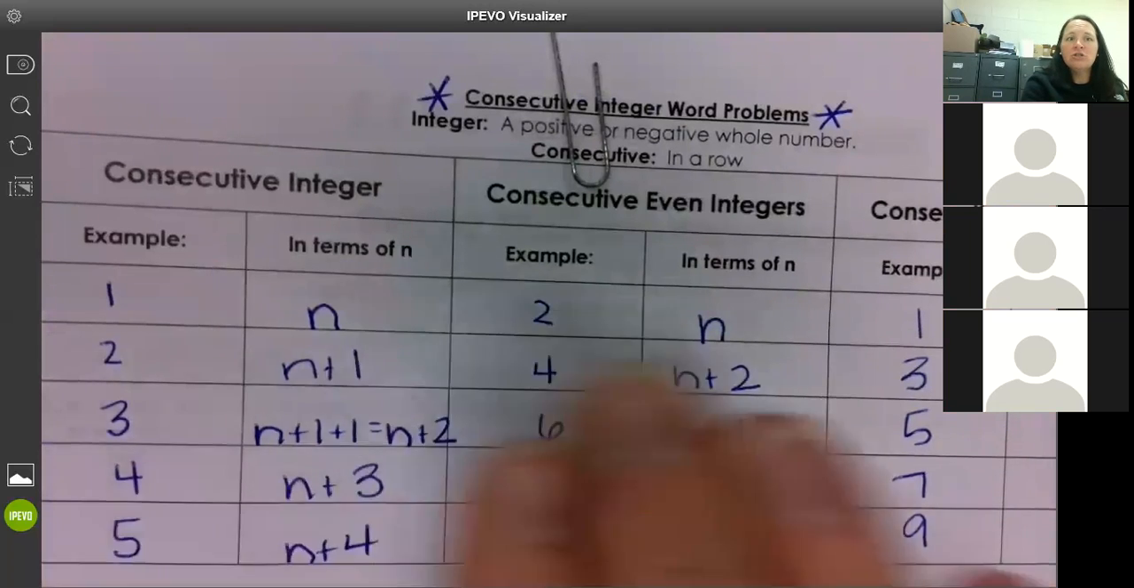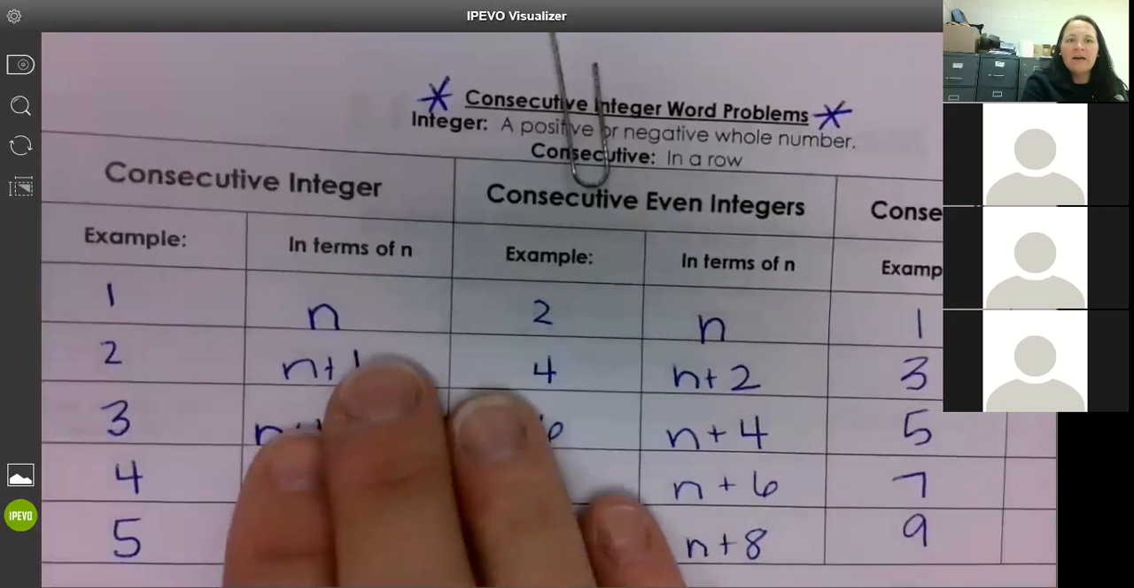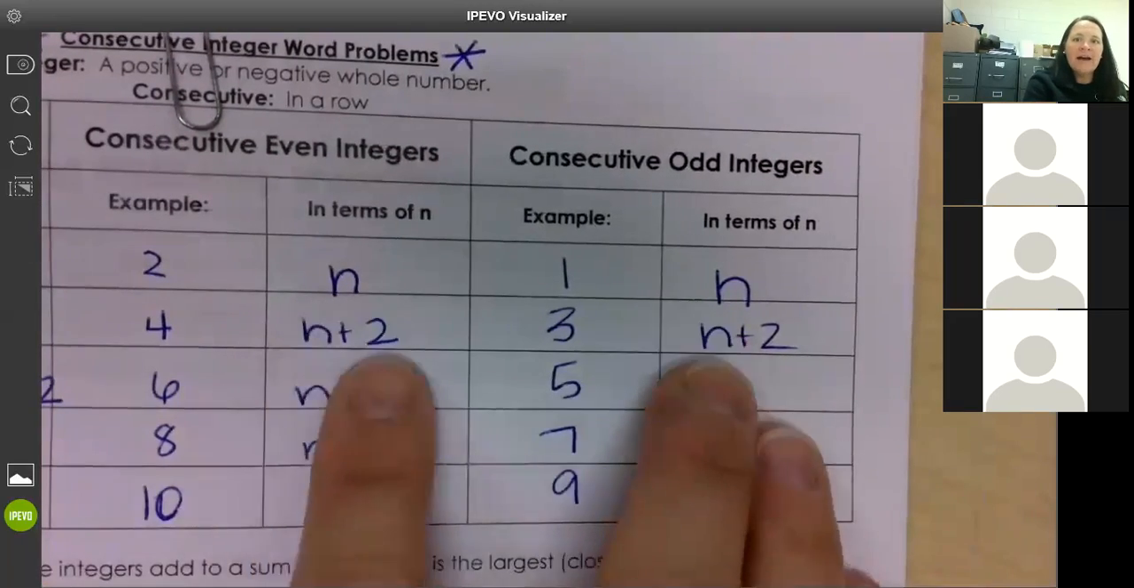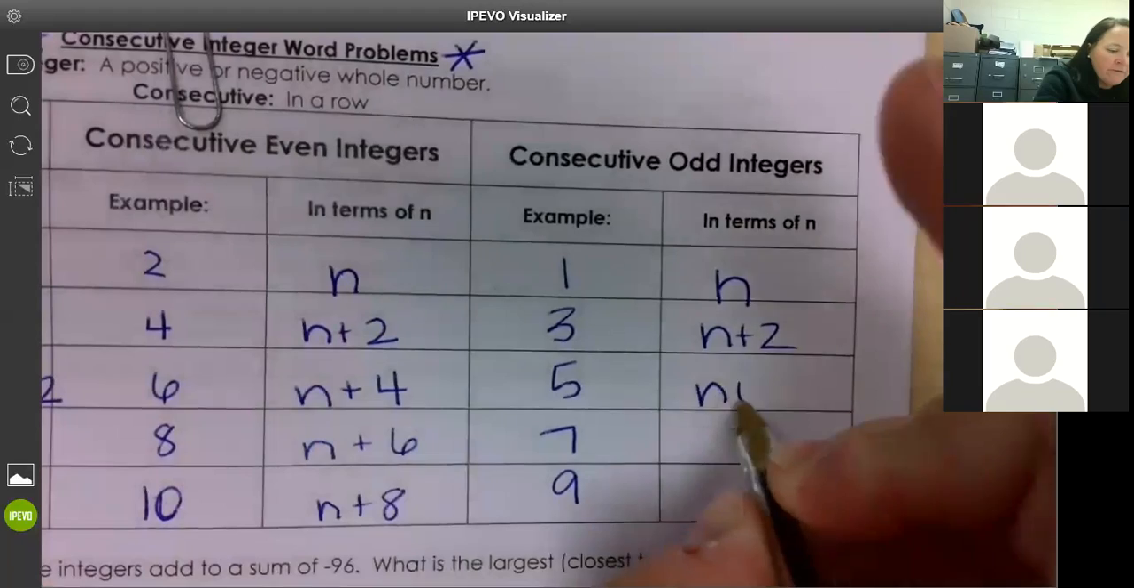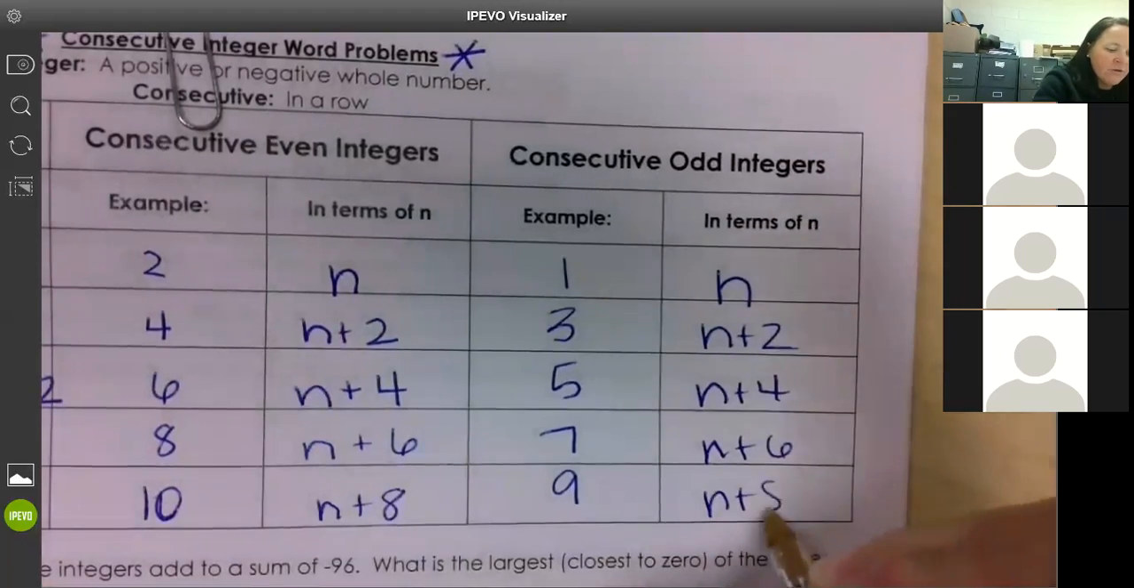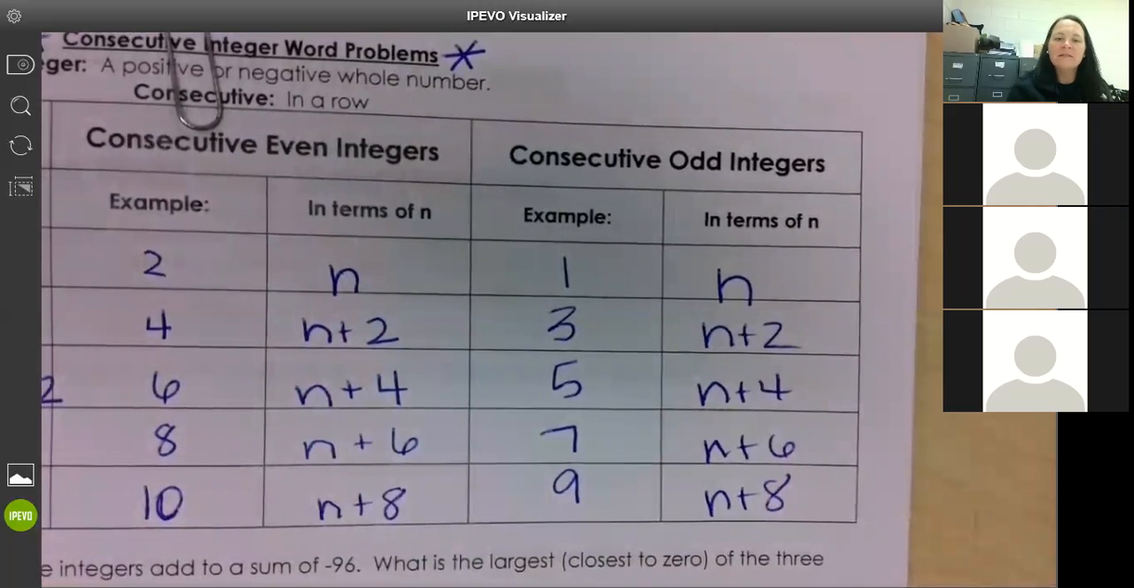So if it said just straight consecutive integer, it's add 1, add 2. If it's even or odd, it's add 2, add 4, add 6, add 8. So those are exactly the same. You'll set them up exactly the same. So don't get them confused because it says even and odd. All that's telling you to do is skip numbers. N plus 2, n plus 4, n plus 6.